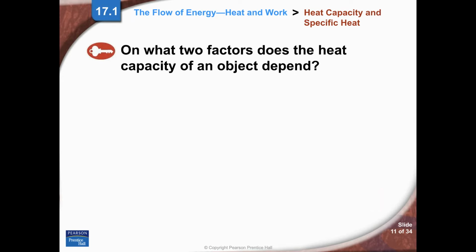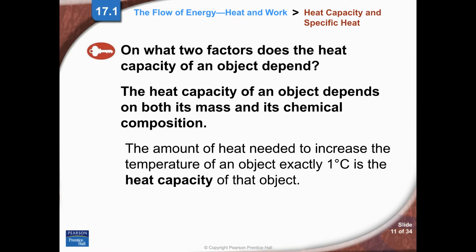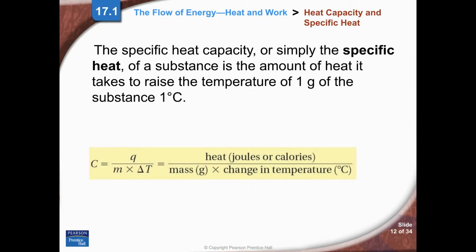So on what two factors does the heat capacity of an object depend? Heat capacity, the amount of heat that an object can hold, depends on both its mass and its chemical composition. So how much mass it has and what type of mass that is, or what it is made up of. The amount of heat needed to increase the temperature of an object exactly 1 degree Celsius is the heat capacity of this object. So however much heat it takes to increase the temperature of that object 1 degree Celsius is the heat capacity of the object.